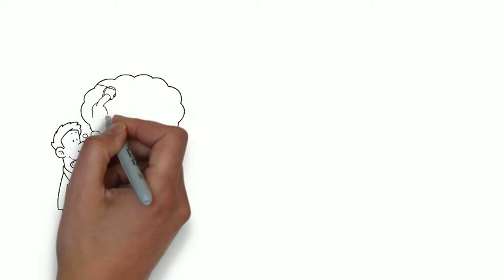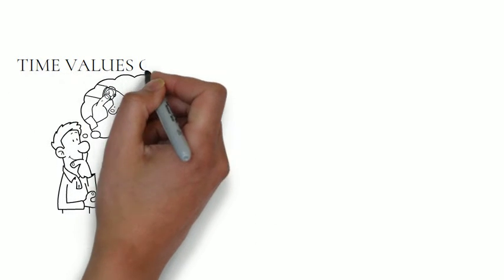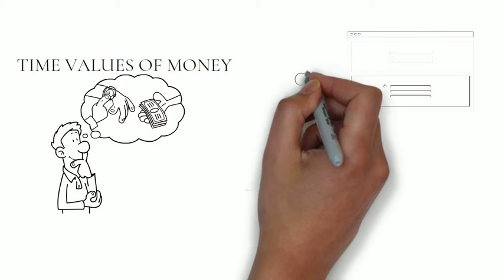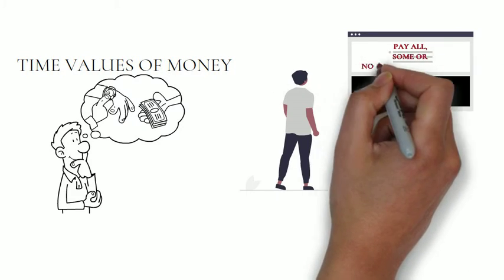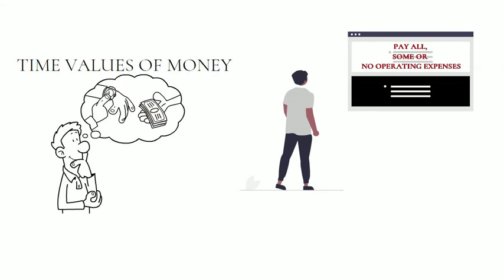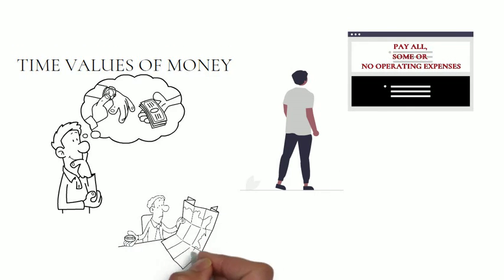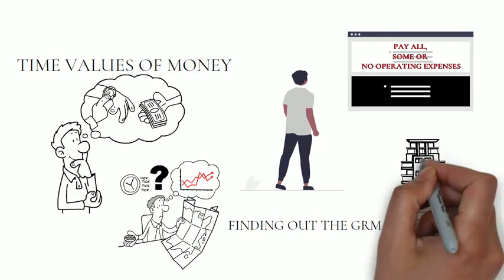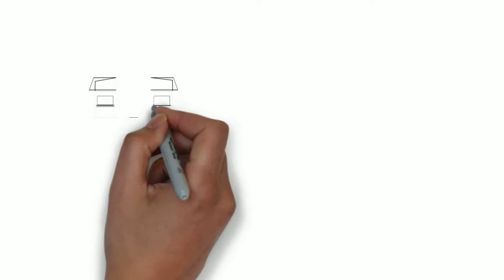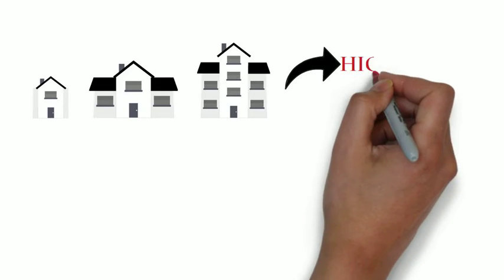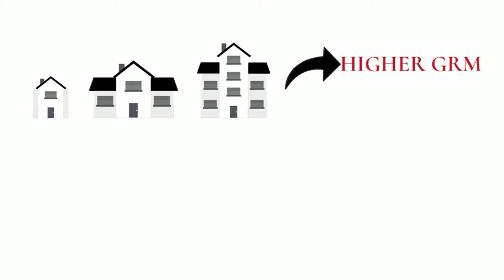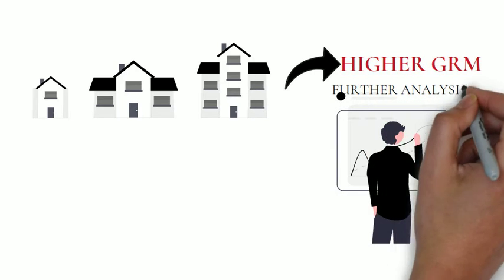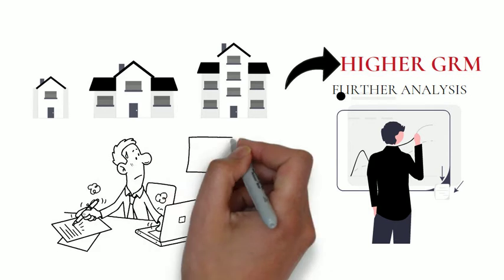Gross rent multiplier does not take into account the time value of money, and it makes no differentiation between properties where tenants may pay all, some, or no operating expenses. You can decide if a detailed property analysis is necessary by finding out the gross rent multiplier of an income property. For example, if a property is offered for sale at a higher gross rent multiplier than what would typically obtain in that market, you can expect that further analysis is probably not going to make the investment look more appealing.